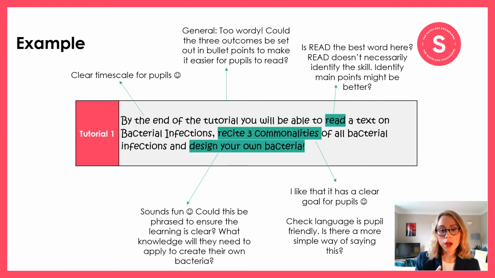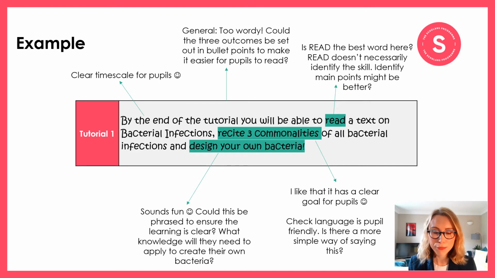Recite 3 commonalities. Now this gives a very clear goal to pupils, which is great. However, you might want to check that particular outcome for ensuring that it's using pupil-friendly language. Is there a simpler way of conveying this information? 3 similarities or 3 common features might be a more effective, more pupil-friendly way of phrasing that particular outcome.